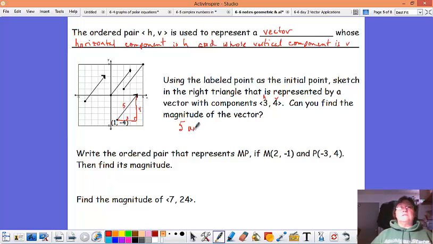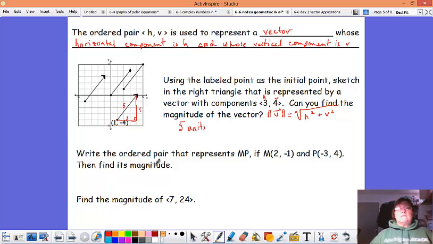So 5 units, and we got that because, by the way, I guess we should show it the right way. The magnitude of that vector is the square root of its horizontal component squared plus its vertical component squared. Okay, that's the distance from start to stop.